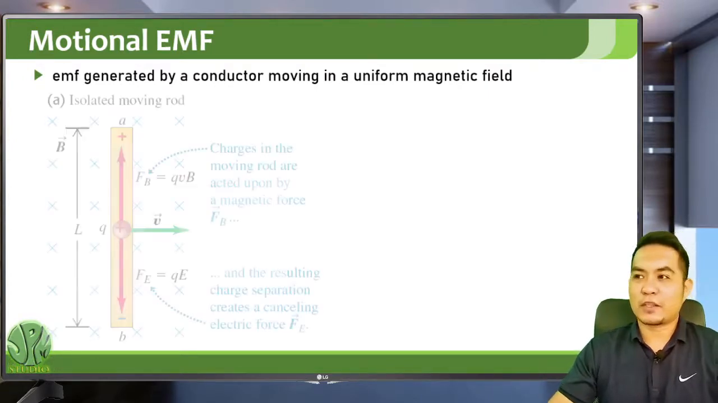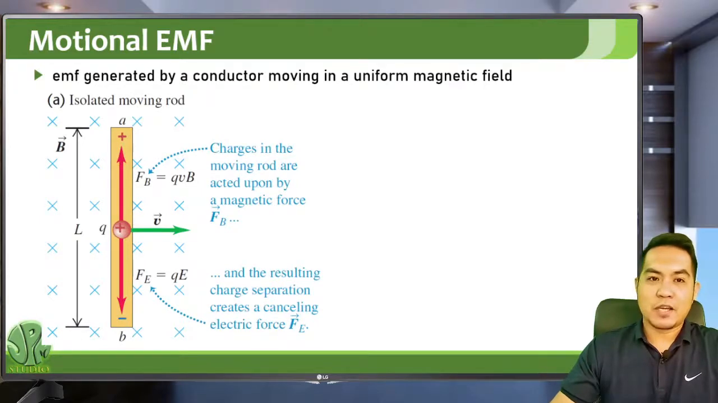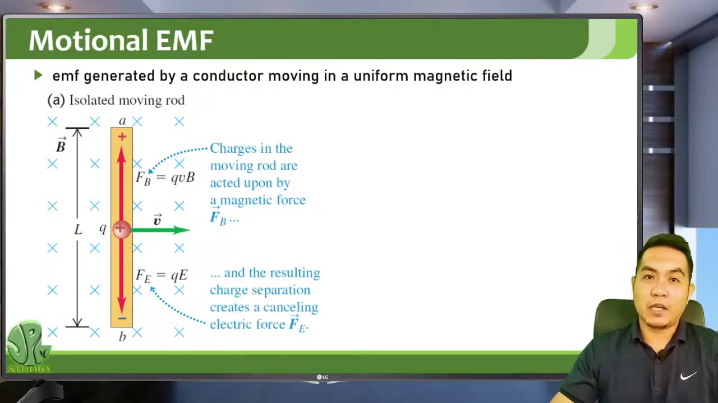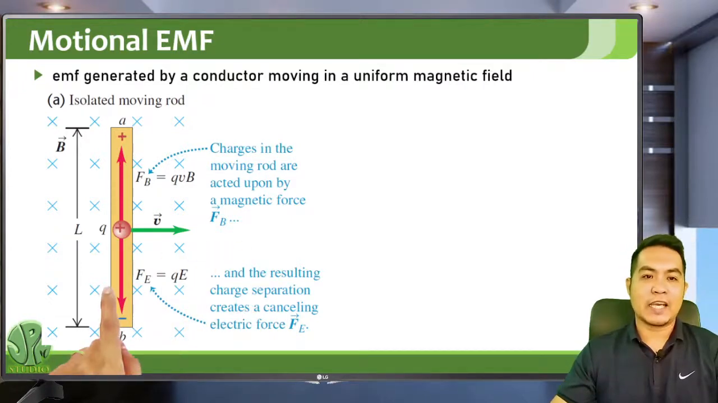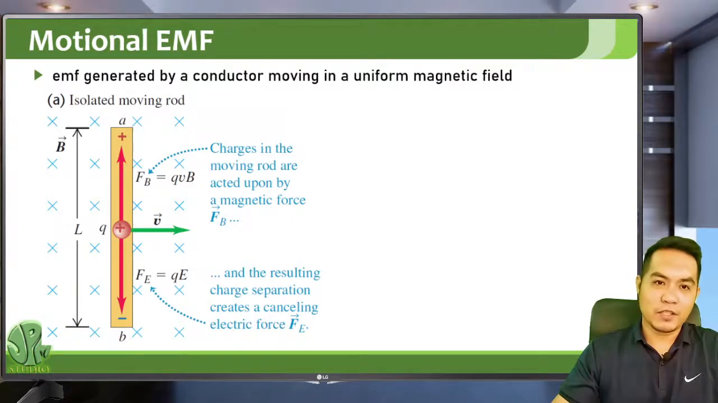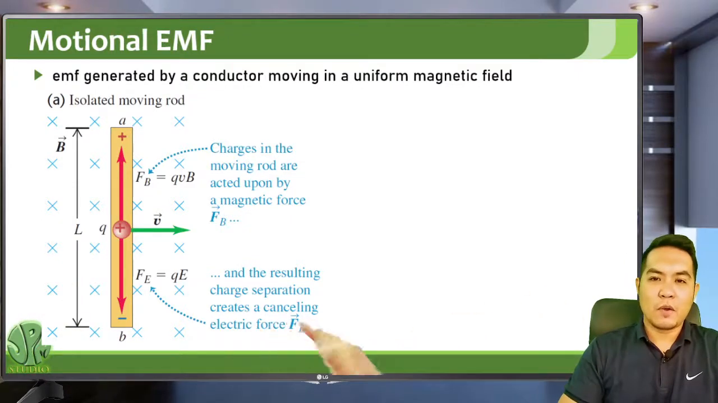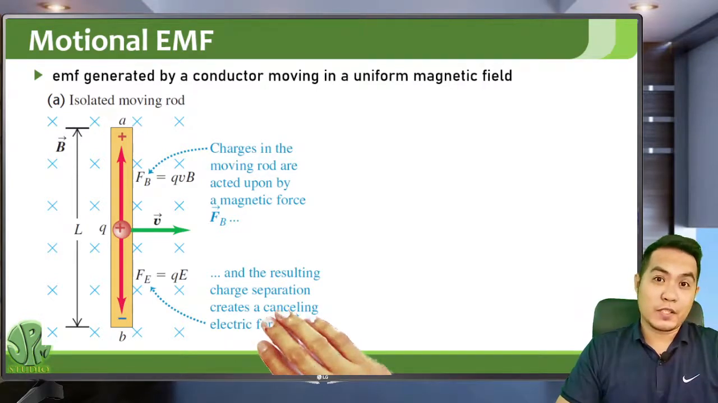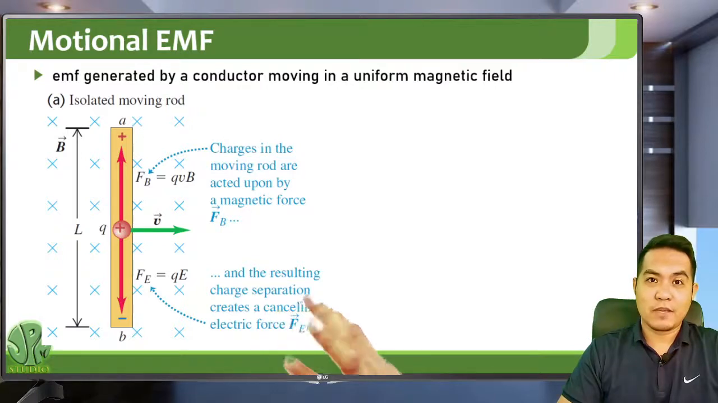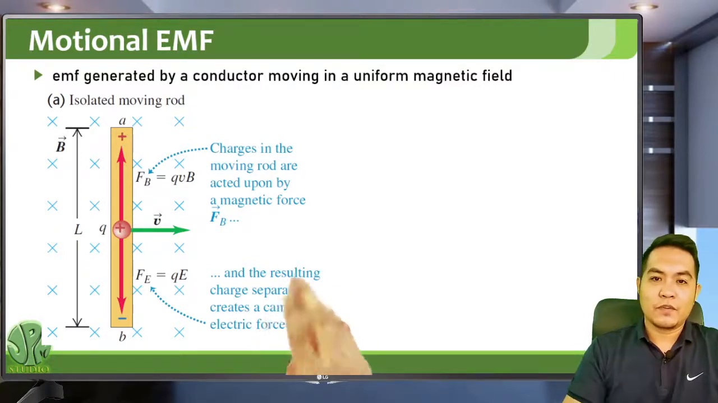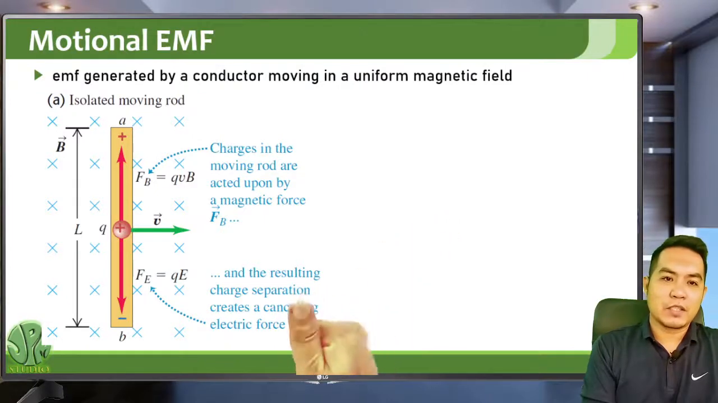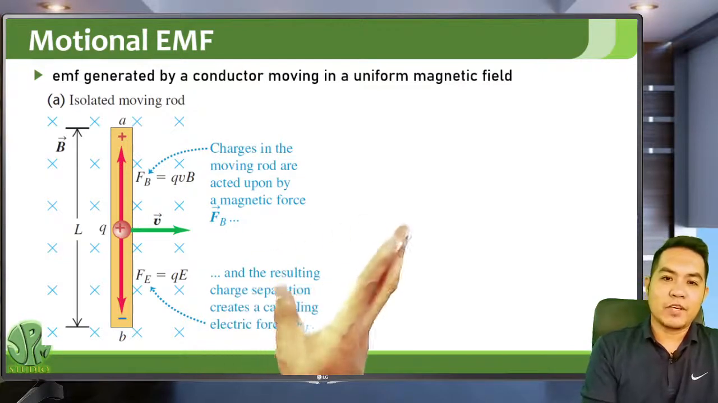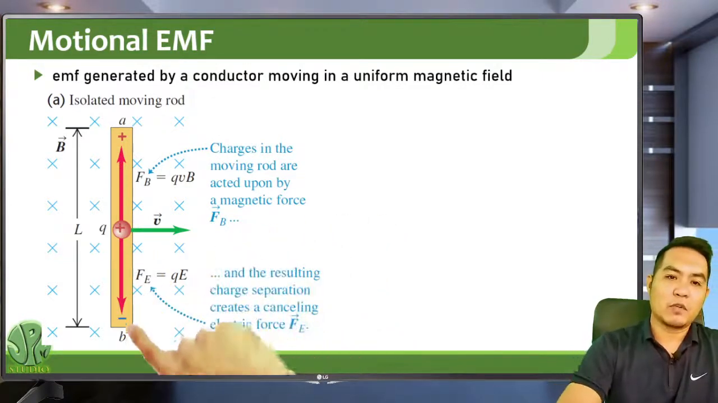So there should be a conductor moving. If you have an isolated conductor and you move it perpendicular to an external magnetic field, which in this case is going into the page, what happens is there will be a force acting on the atoms. So you will have V cross B. The positively charged atoms will move upward, and V cross B, the negatively charged atom, will move downwards.